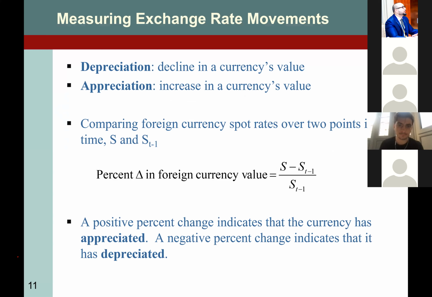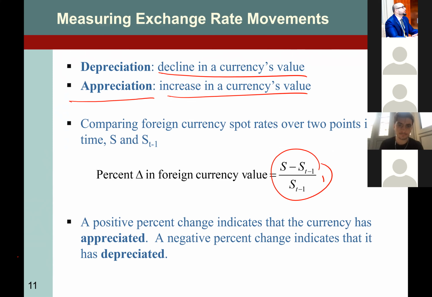We talked about in our earlier lecture, what is depreciation? Depreciation means decline in the value of the currency, while appreciation means increase in the value of the currency. And how can we calculate that? It is just the percentage formula: the next day's spot rate minus the previous day's spot rate, divided by the previous day's, which means new minus old divided by old. If the answer is a positive number, the currency has appreciated. If the answer is a negative number, the currency has depreciated.